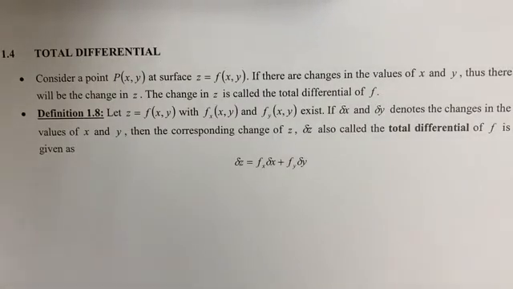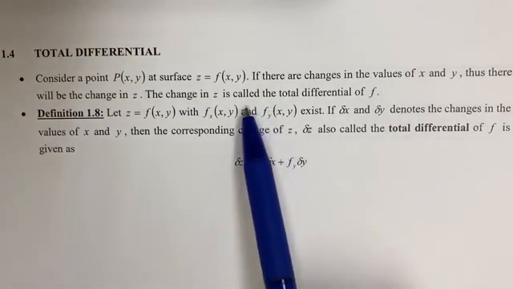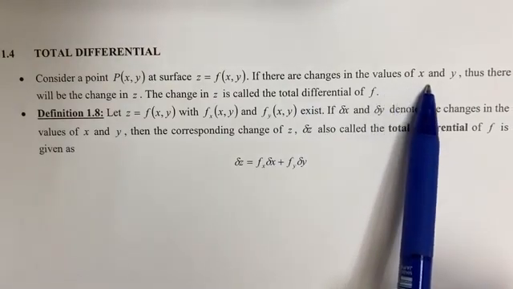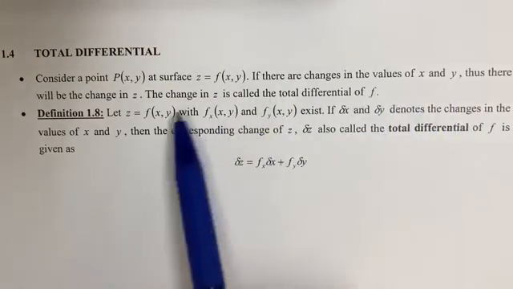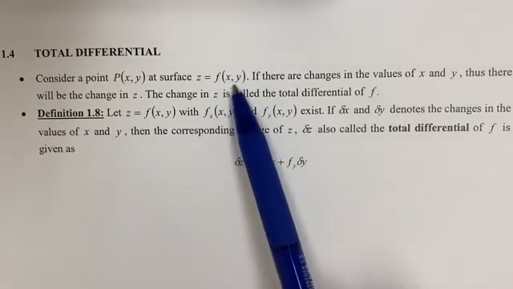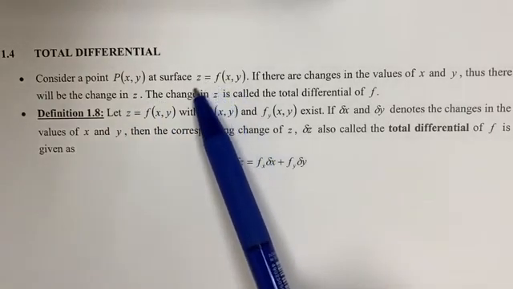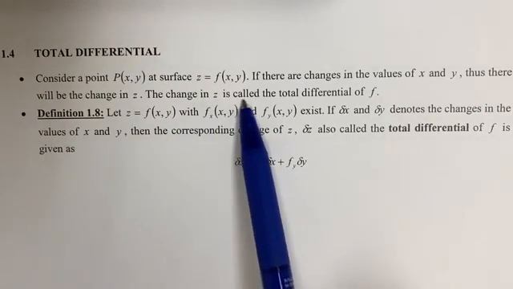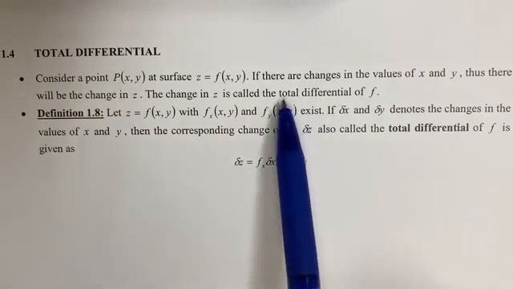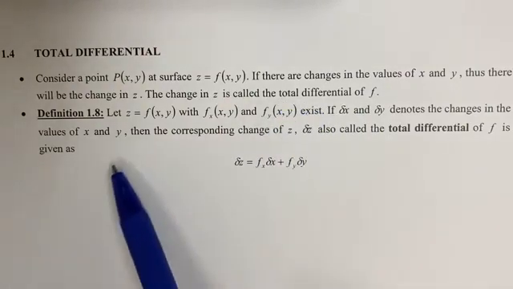Moving to subtopic 1.4, total differential. Okay, consider a point P(x,y) at surface z equal to f(x,y). If there are changes in the values of x and y, thus there will be a change in z. Of course, if x and y change, so z might change as well. The change in z is called the total differential of f. Okay, so this is what it means by total differential.